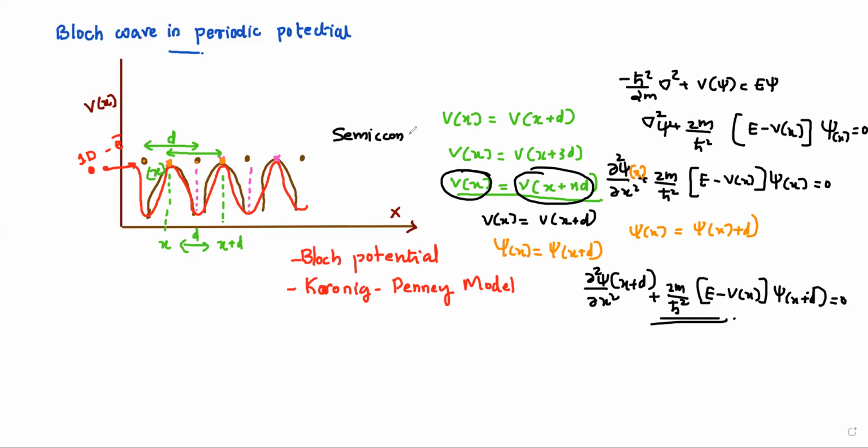Because of that, in the case of a conductor or purely metal, we can use the free electron theory, but it fails in the case of a semiconductor. We know that there is a valence band and a conduction band present. And finally, we obtain the wave function like this.